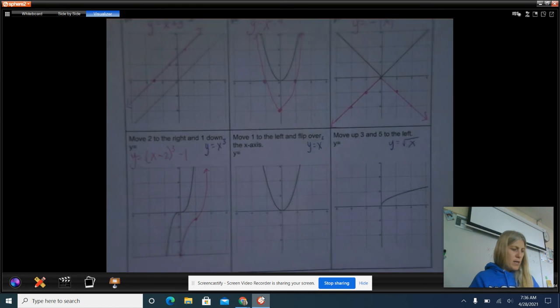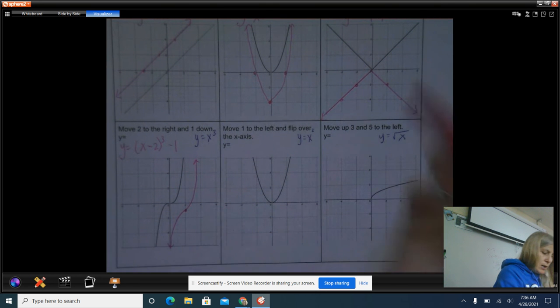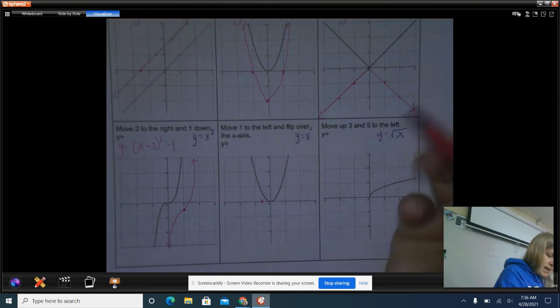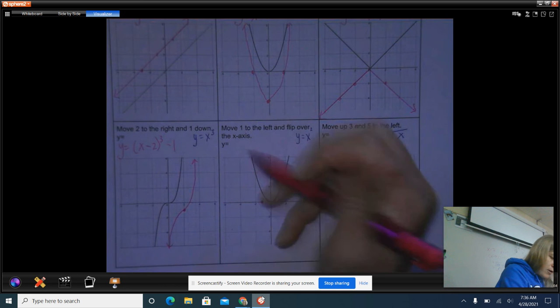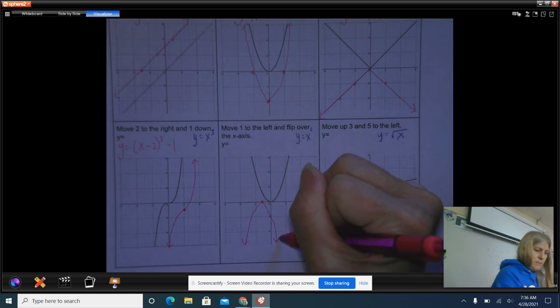Okay, our next one here is move 1 to the left and flip over the x-axis. So 1 to the left is going to be right here for my vertex, and then we're going to flip it over the x-axis. So it's going to go ahead and look like this.